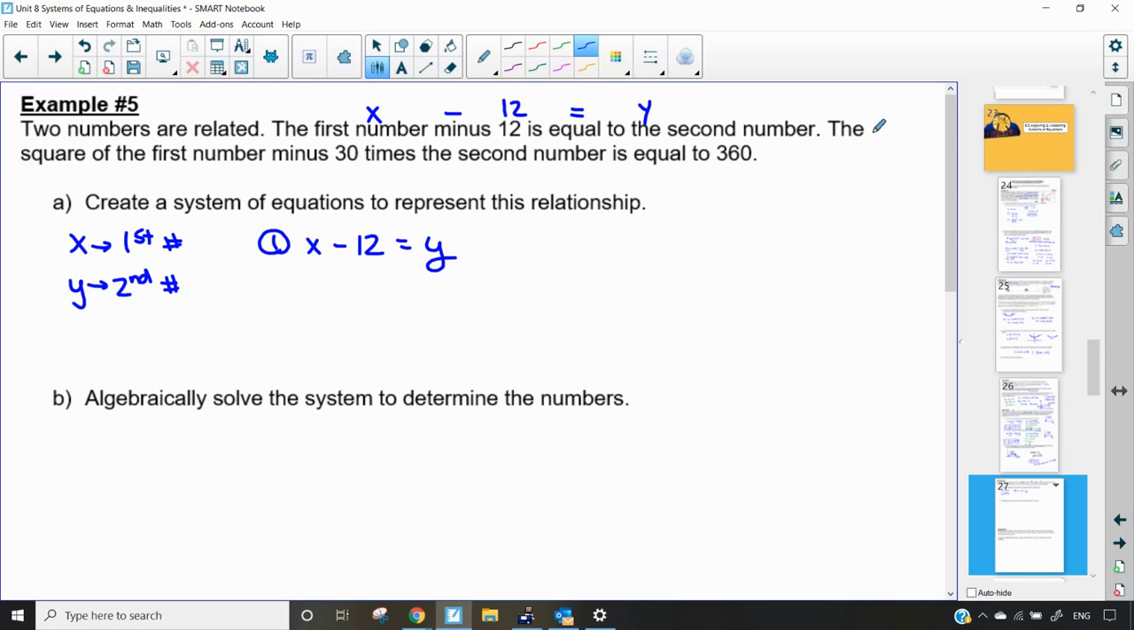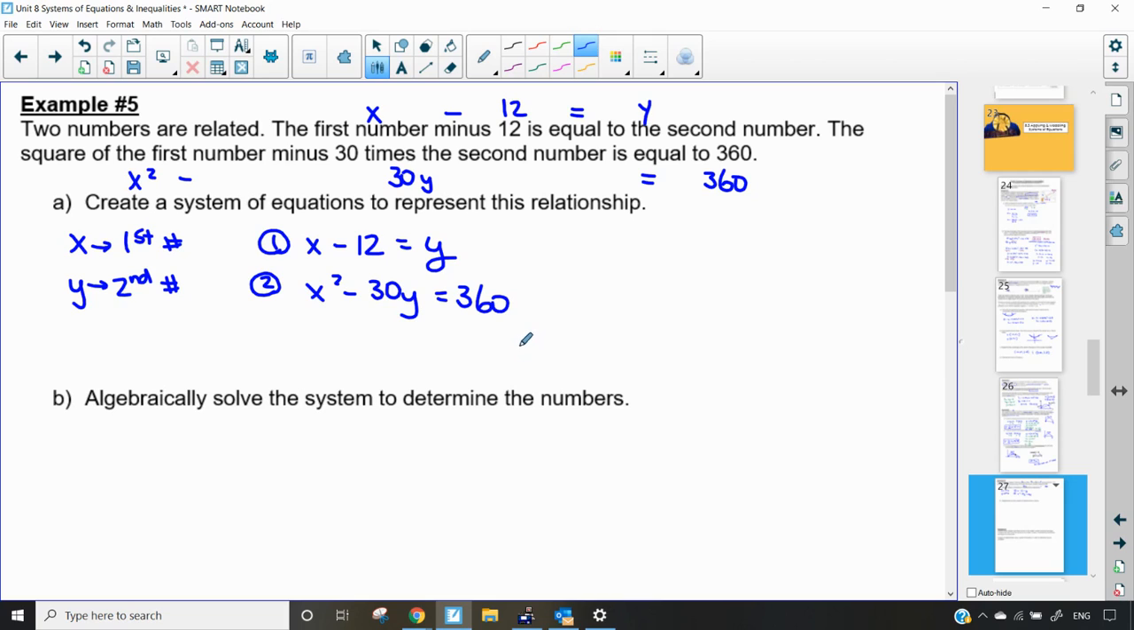Now the next sentence, it says the square of the first number minus 30. Well, the square of the first number is x squared. Minus 30. It doesn't just say minus 30, it says minus 30 times the second number. Well, 30 times the second number would be 30y. And then we have that is equal to 360. Sometimes instead of saying is equal to, the question might just say is. Is means equals. So we have our second equation here, x squared minus 30y equals 360.